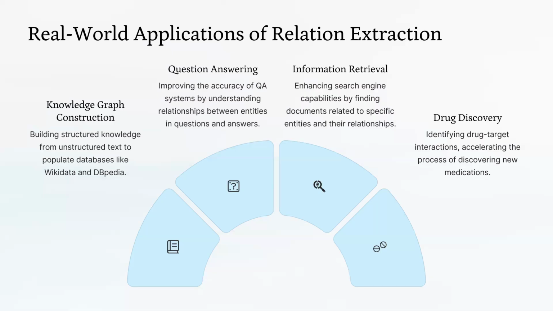Going further, in information retrieval, relation extraction enhances search engine capabilities by finding documents related to specific entities and relationships, ensuring more relevant search results beyond just keyword matching.